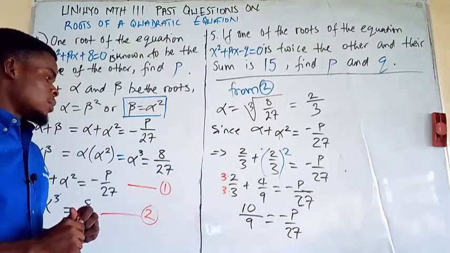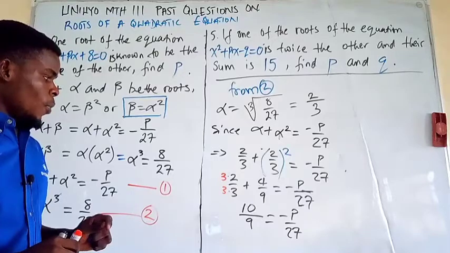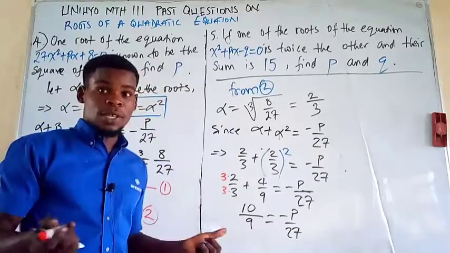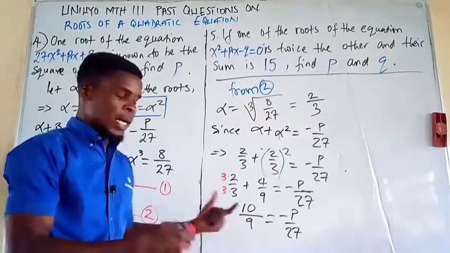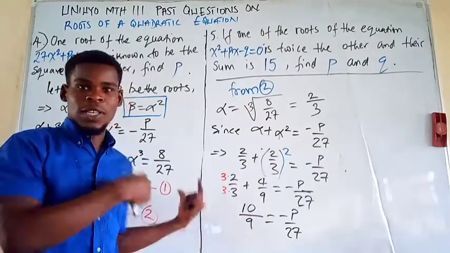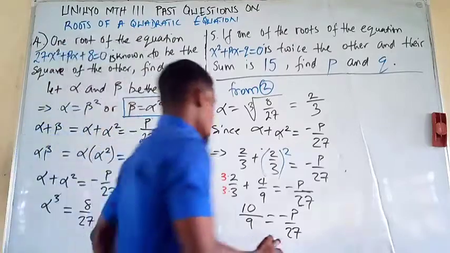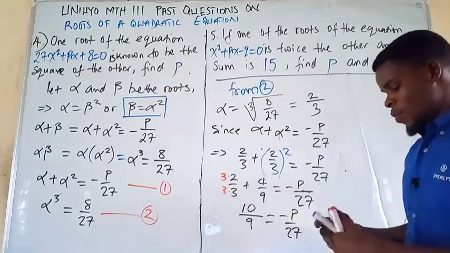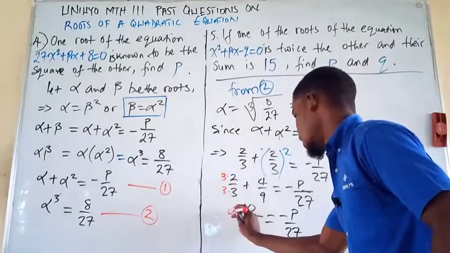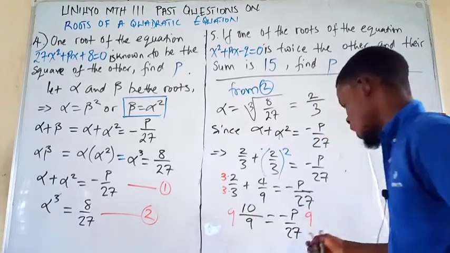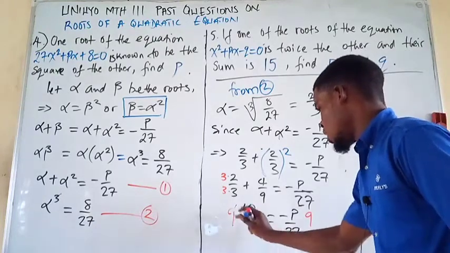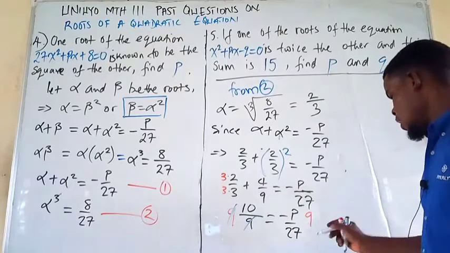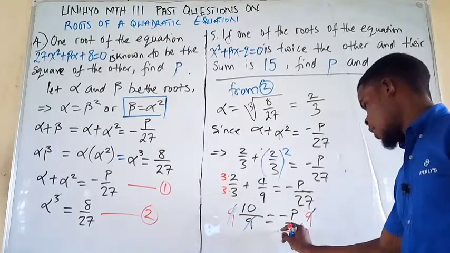From here, I would like to multiply both sides by 9. I want to make p the subject of formula. You can work this your own way. You know the steps, you know what is necessary. My own way, I would like to multiply both sides by 9. I'm going to have 9 here, 9 here, and 9 here. This will cancel out with this one nicely, and we'll just have 10 on the left-hand side, and here this will cancel out with this one, and we'll just have 3 here.